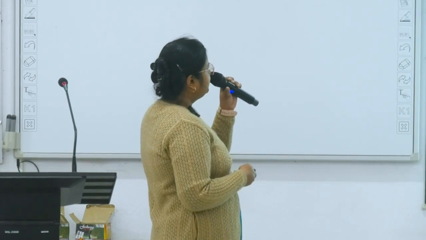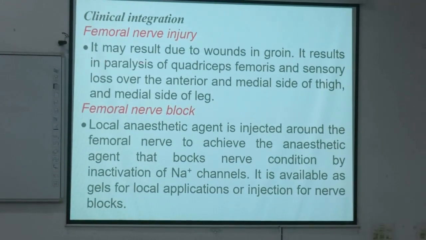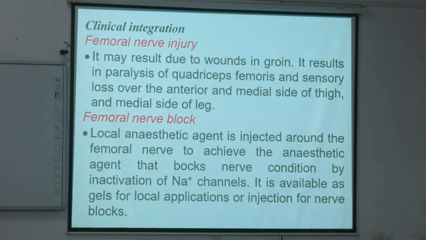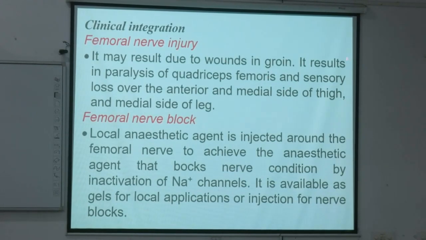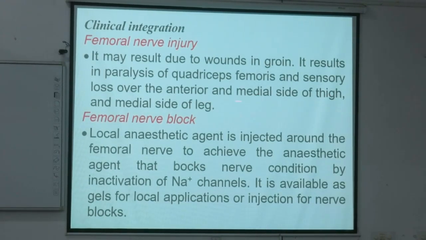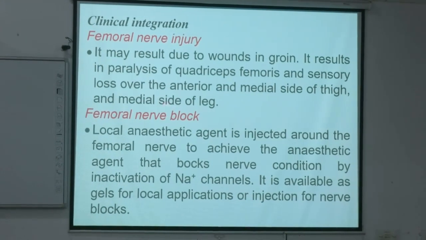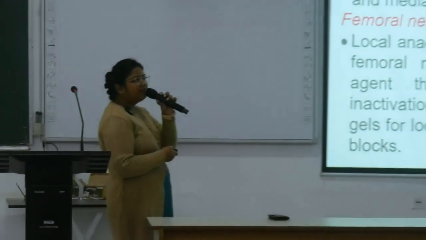Okay. Next. Now, these are the clinical aspects of the femoral nerve. Femoral nerve injury may result due to wound in the groin, resulting in paralysis of the quadriceps femoris because the posterior division was supplying it, and sensory loss over the anterior and medial aspect of the thigh due to loss of medial and intermediate cutaneous nerve of the thigh, and medial side of the leg. This is due to saphenous nerve.